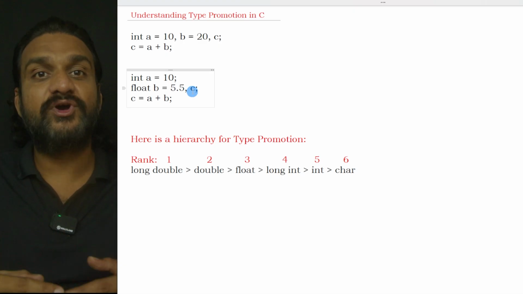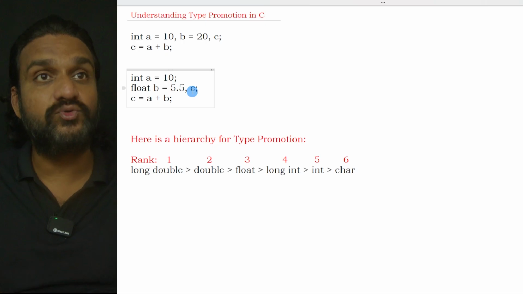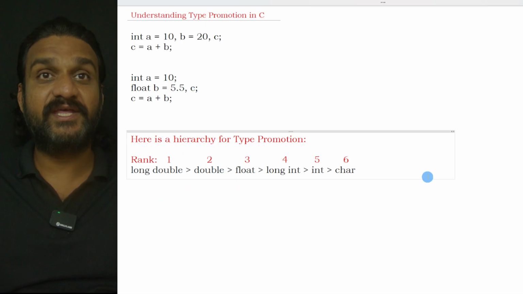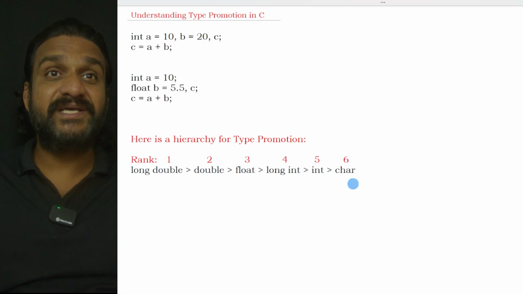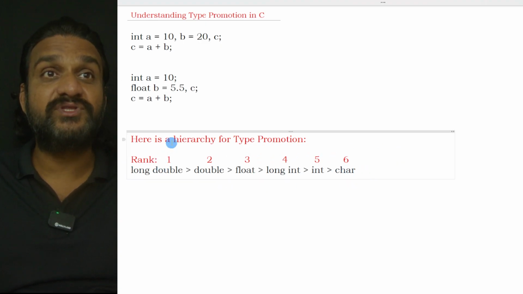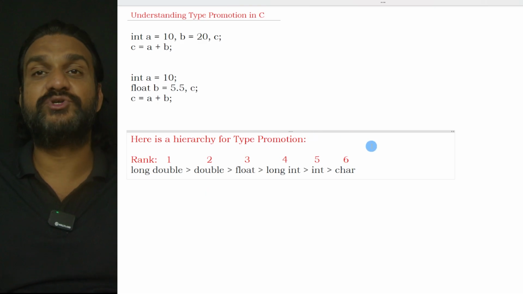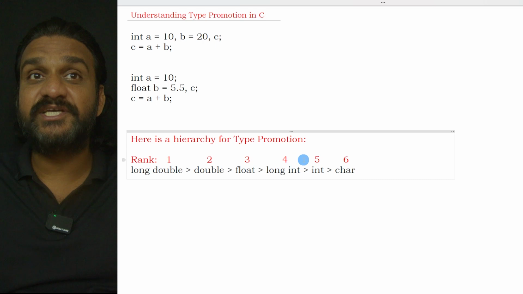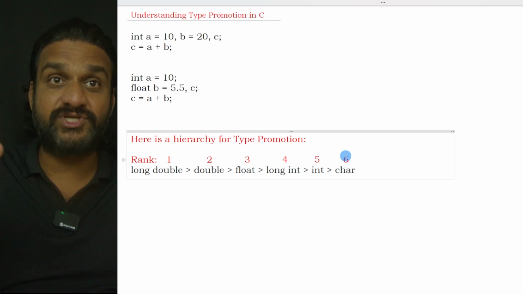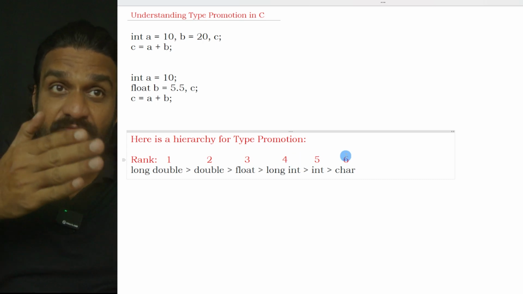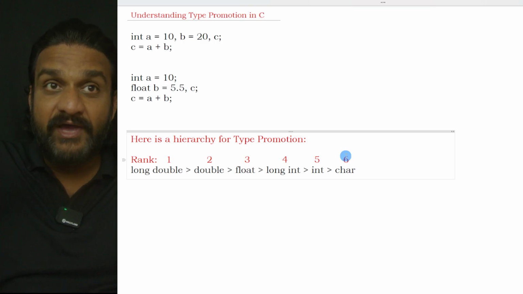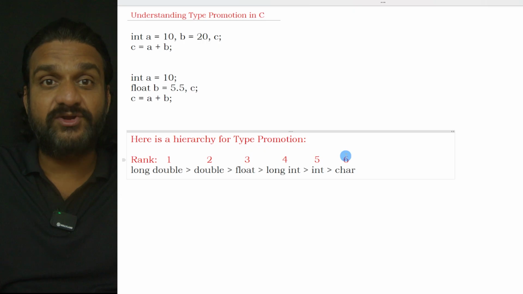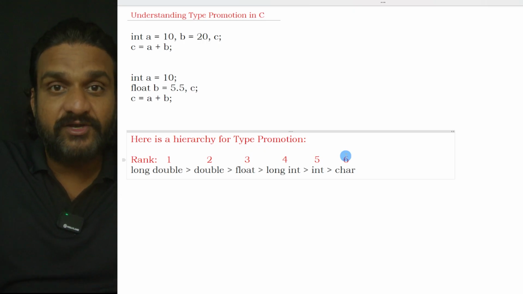For that, C follows certain rules. It is totally based upon the rank of the data types. I have taken all the basic data types here, and this is the hierarchy for type promotion. For convenience, I have given a ranking to each and every data type, including when they are used along with qualifiers. So I have provided a ranking for every possible combination of data types along with its qualifiers.